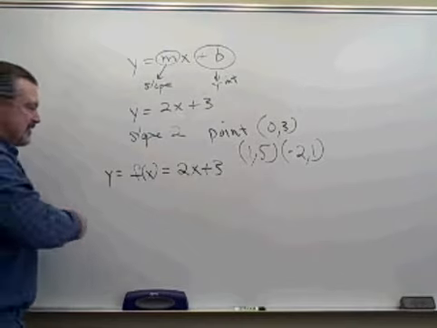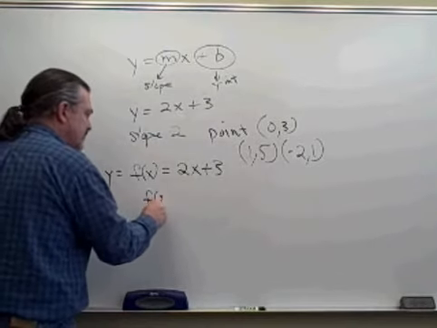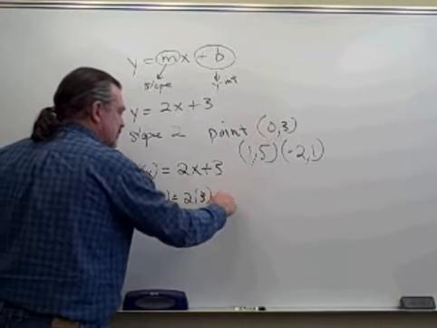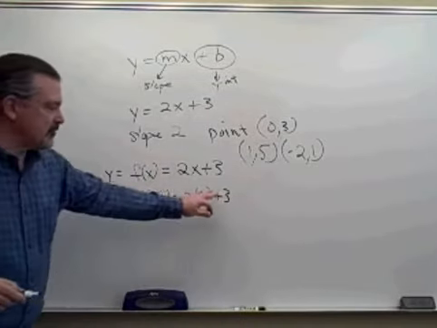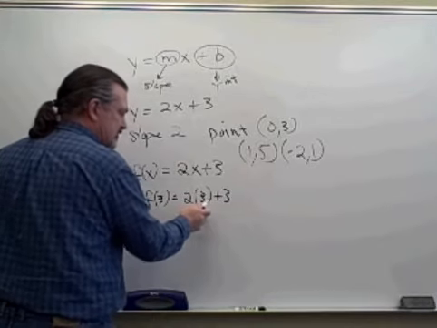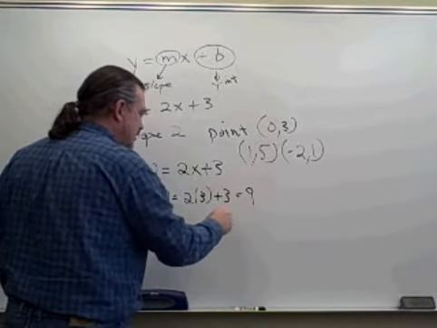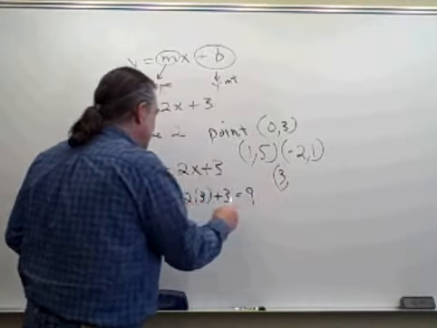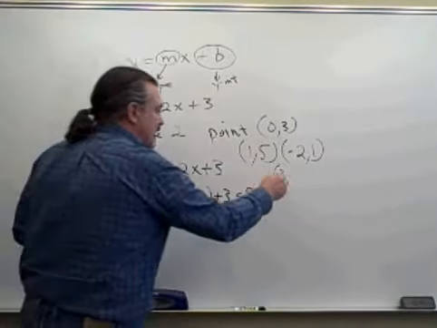And remember the idea, f at 3 means you would put a 3 in place of x and do the arithmetic, and that would tell you the function value. 2 times 3 is 6, 6 plus 3 is 9. So when x is given a value of 3, the y value, the function value, is 9.